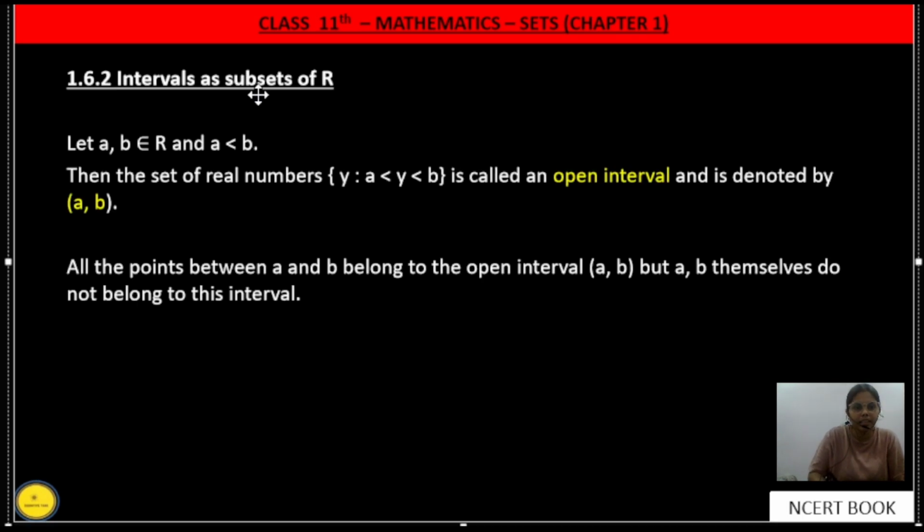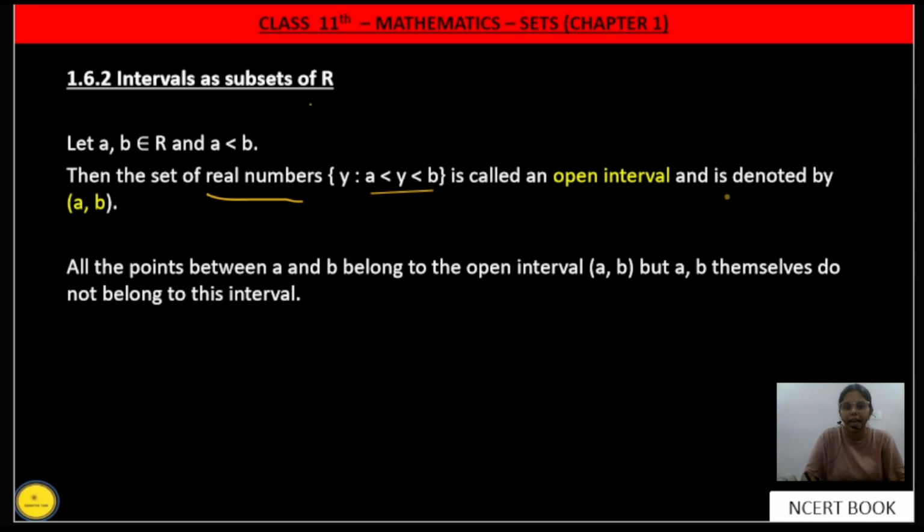Now in the next section, let A and B belong to the set of real numbers and A is less than B. Then the set of real numbers y such that A is less than y less than B is called an open interval and is denoted by A comma B.